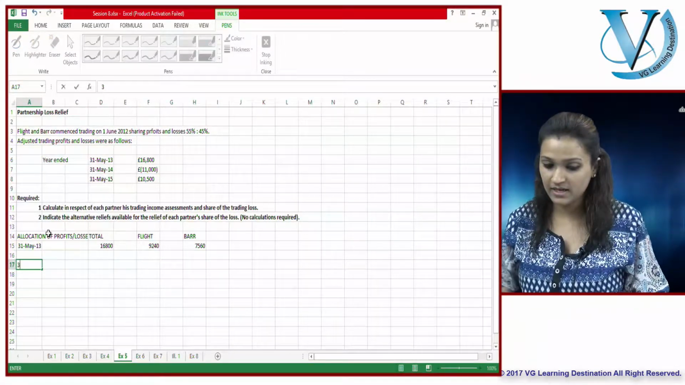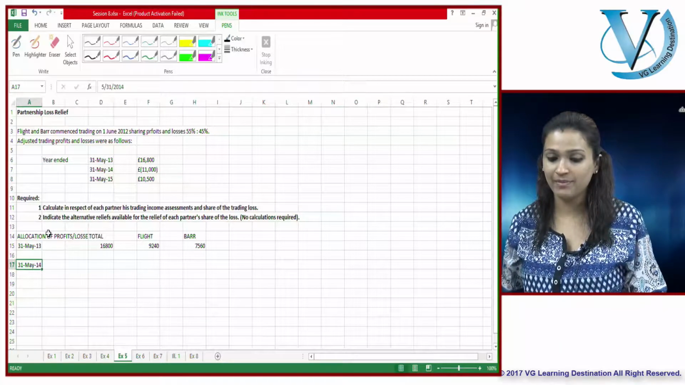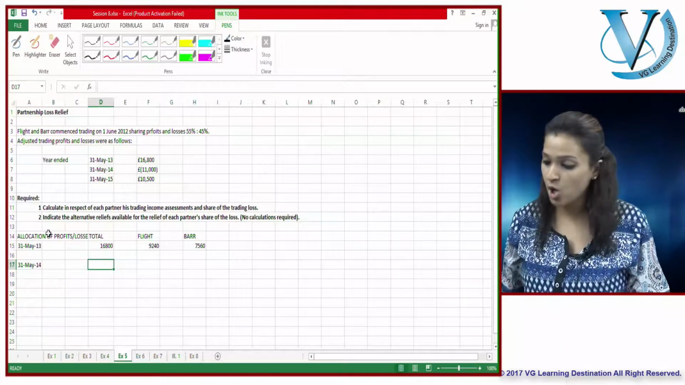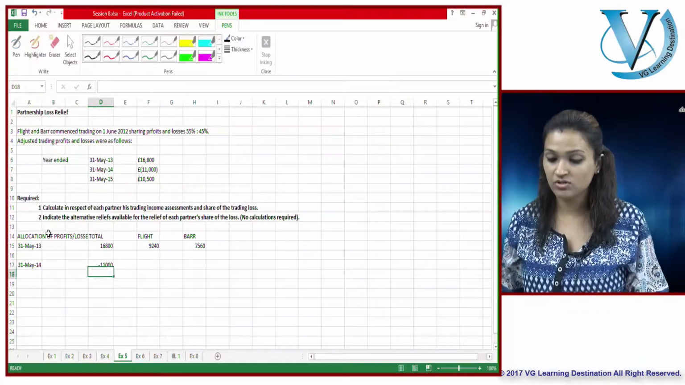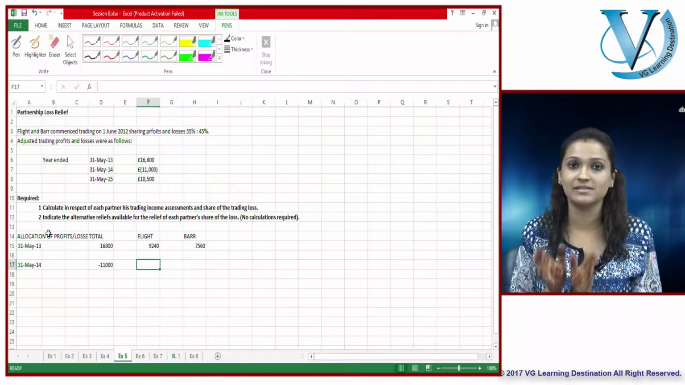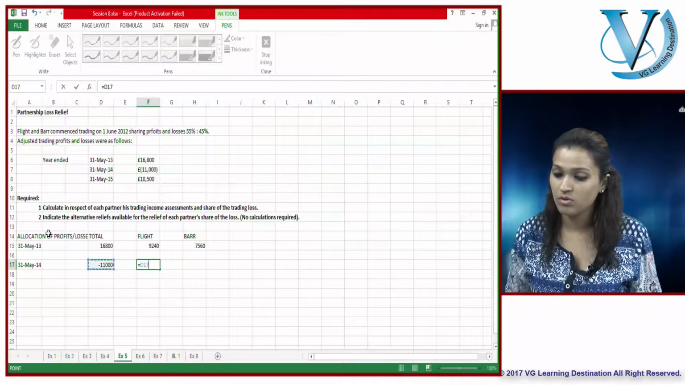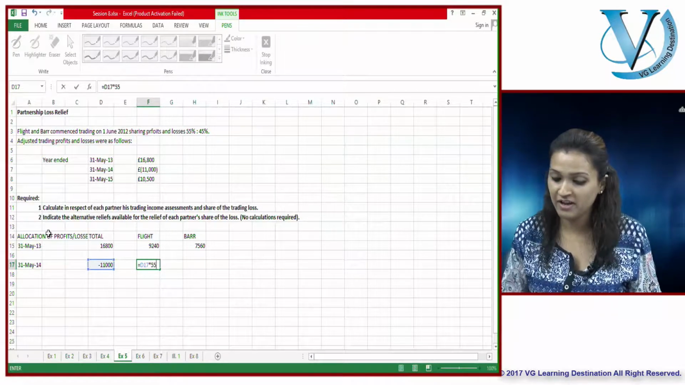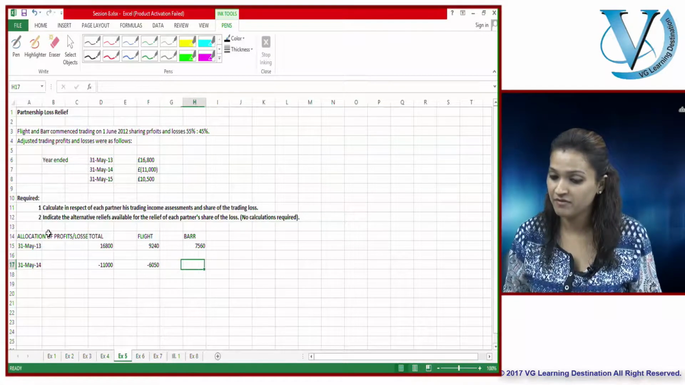What next? What about the next year, 31st of May 2014? What do we have up next? We now have a loss of 11,000 pounds. So there's a loss. Loss also gets divided amongst the two partners in their profit and loss sharing ratio, which is now 55% and 45%.